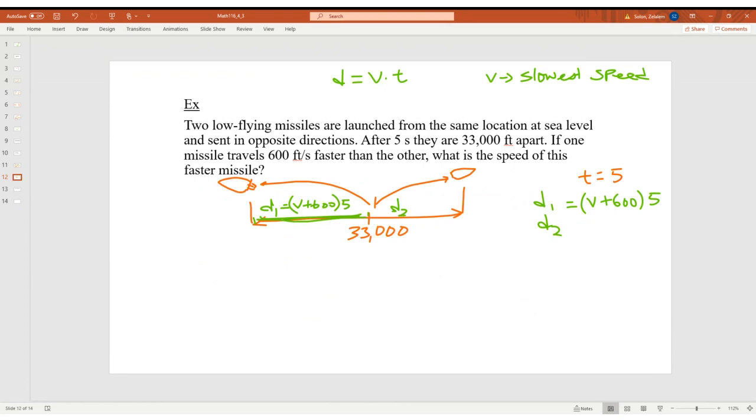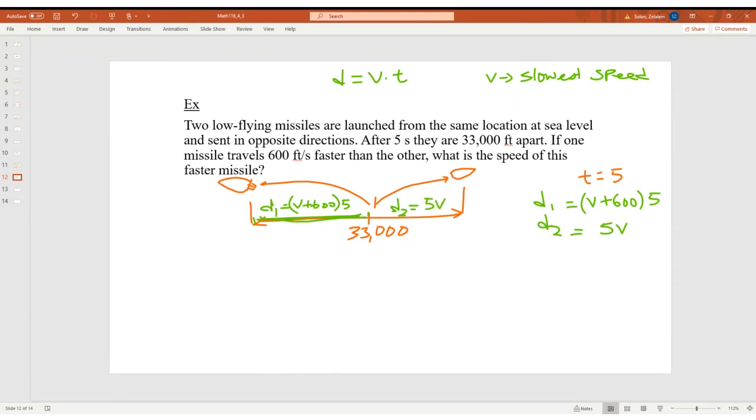Now let's see distance 2. Distance 2 is for the slowest missile. So the speed is v. So it is v times 5. v times t, which is v times 5, or 5v. So let me write it 5v because the time is 5. It's given. So distance 2 is 5v.